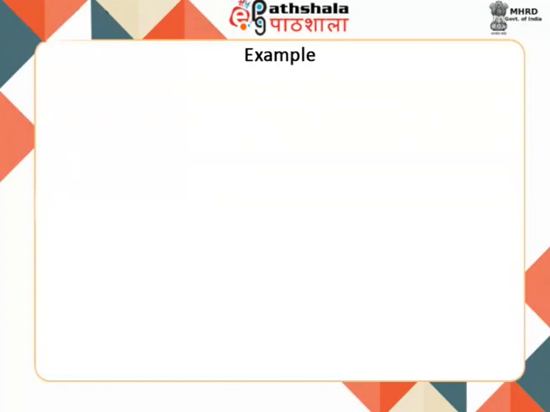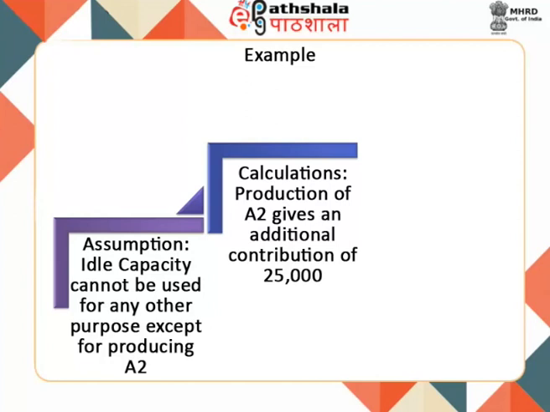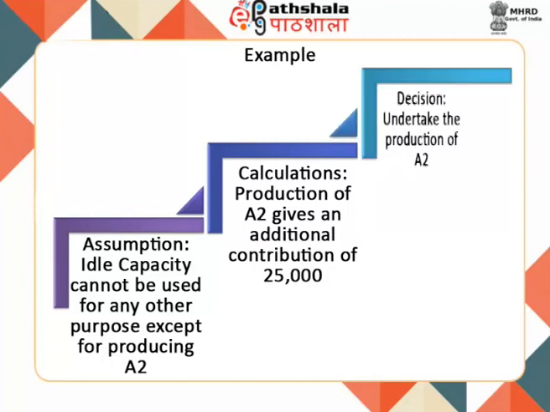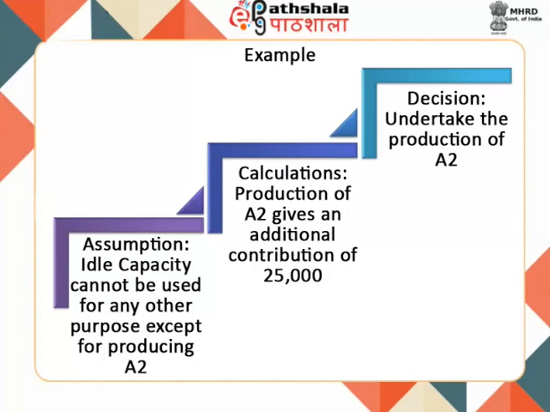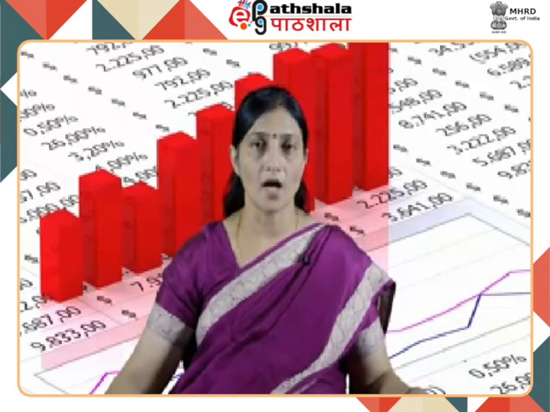This analysis is on the basis of an assumption that idle capacity cannot be used for any other purpose except for producing product A2. As it can be clearly seen in our calculations, the production of product A2 will give an additional contribution of rupees 25,000 towards fixed cost and profit, and therefore it is advisable to undertake the production of A2. Decision making is the process of selecting or choosing one alternative among various available alternatives.